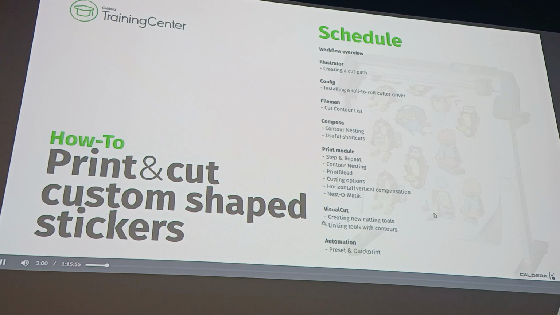Finally, we will see how to deal with visual cut, which is the interface that will allow you to communicate directly with your roll-to-roll cutter. At this step, I will show you how to create new cutting tool and how to link a tool with a specific control. And finally, I will show you a quick example about automation and how to use preset and quick print in order to automate your print and cut production. So it's a lot to cover for today's training, so let's start with the presentation.